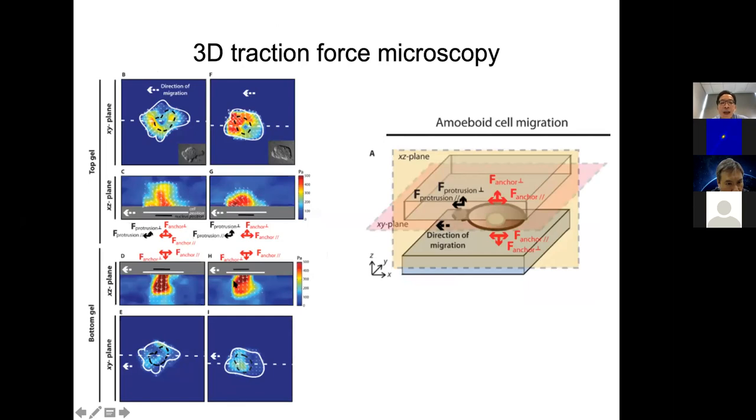And what we found is that, so these are two different cells. The color codes for the magnitude of the force. This is the bottom gel, this is the top gel. And you can see that as the cell moves, it exerts vertical forces into the gel, suggesting that the cell is indeed pushing on the top and bottom substrates as it moves itself forward.